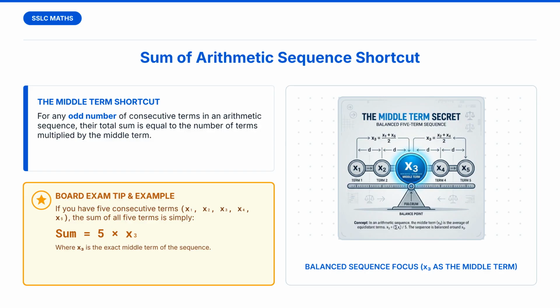For sequences with an odd number of terms, you can find the sum quickly. Multiply the number of terms by the middle term. It's a great shortcut for the board exam.